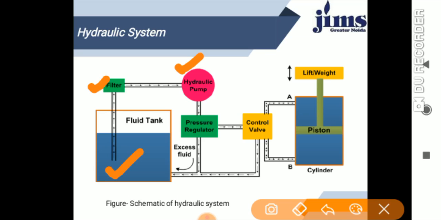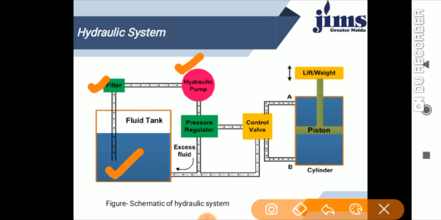Now we are talking about the control valves. We have different kinds of valves. The flow of pressurized liquid discharged by the pump is controlled by valves. The pressure control valve controls the liquid pressure. The flow control valve controls the liquid flow rate. The directional control valve controls the direction of the fluid in the liquid.